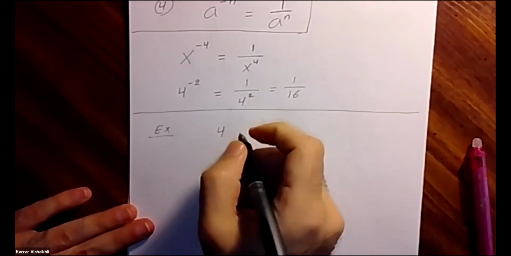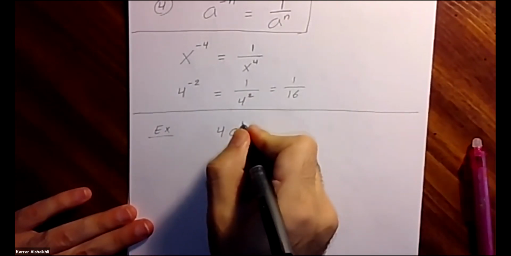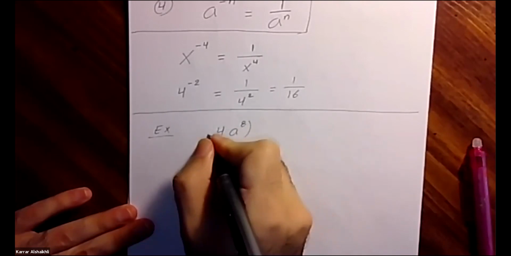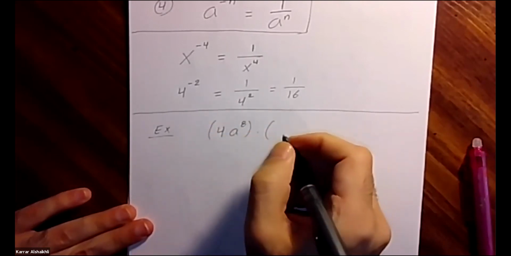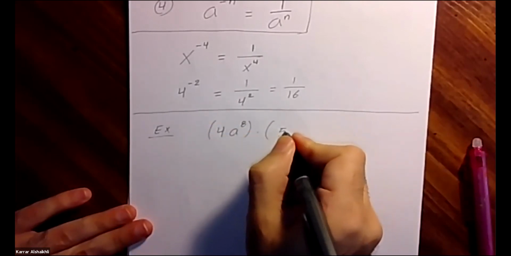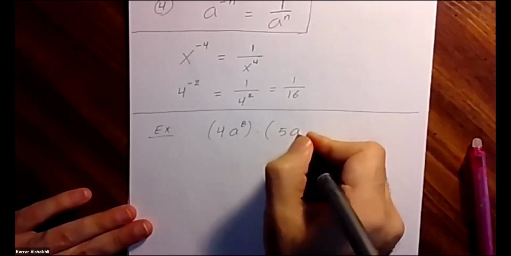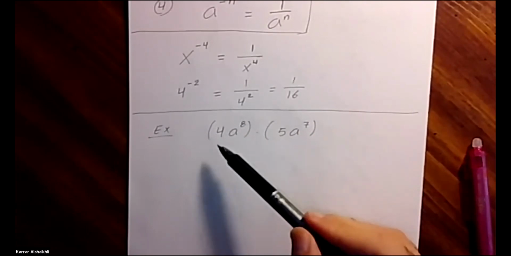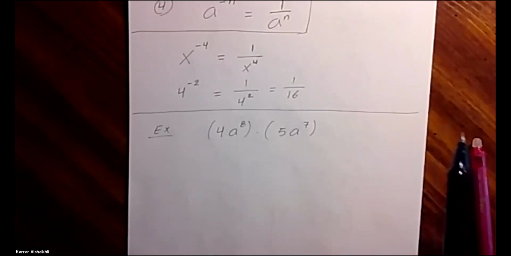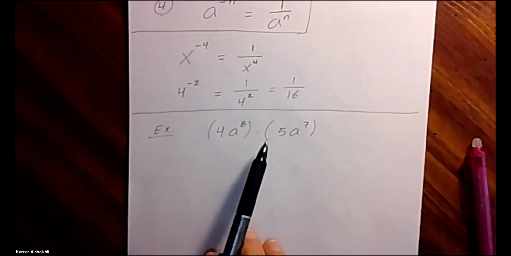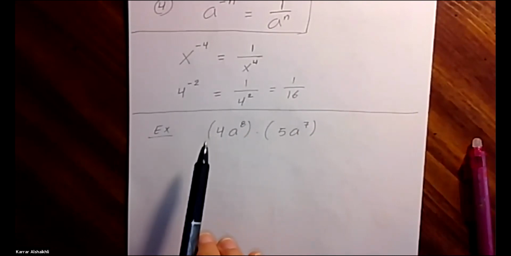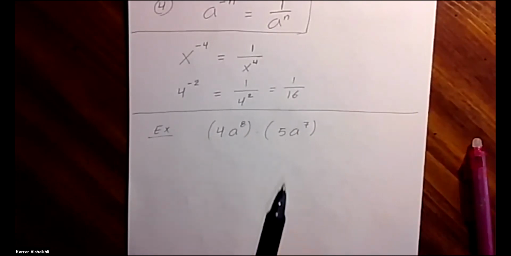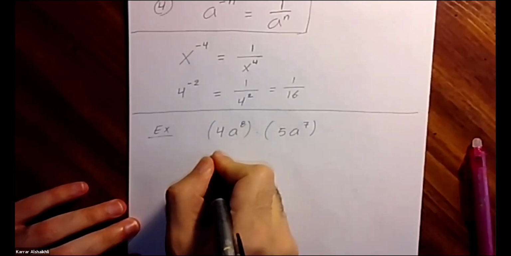4 times 8 to the exponent 8, times 5 times 8 to the exponent 7. You see now we're going to multiply these two terms. Don't confuse yourself with the numbers. The numbers is just multiplication. 4 times 5 is going to be 20.